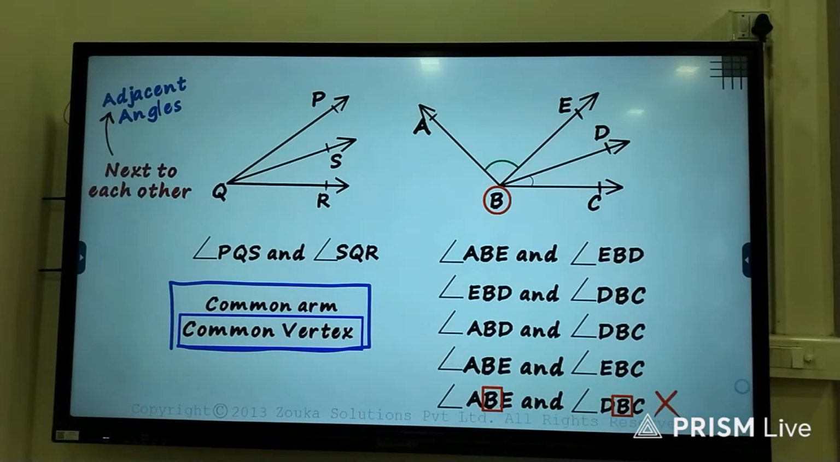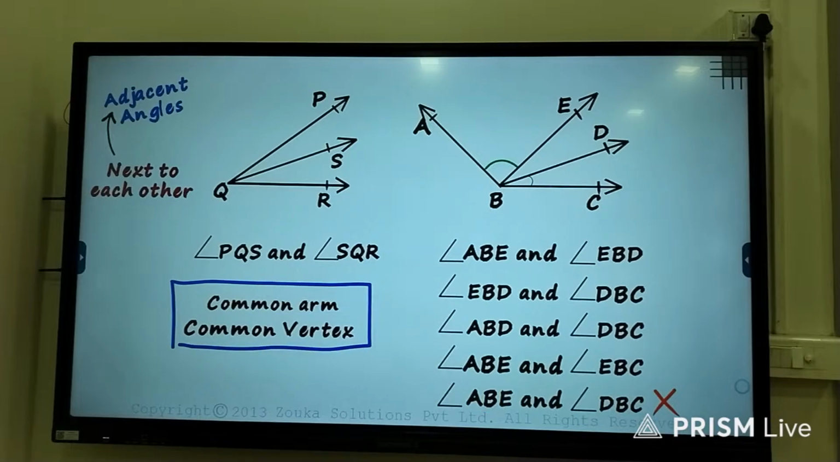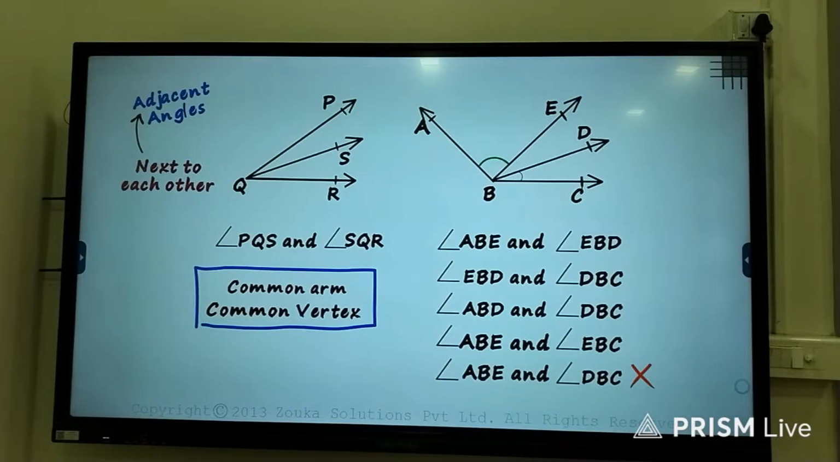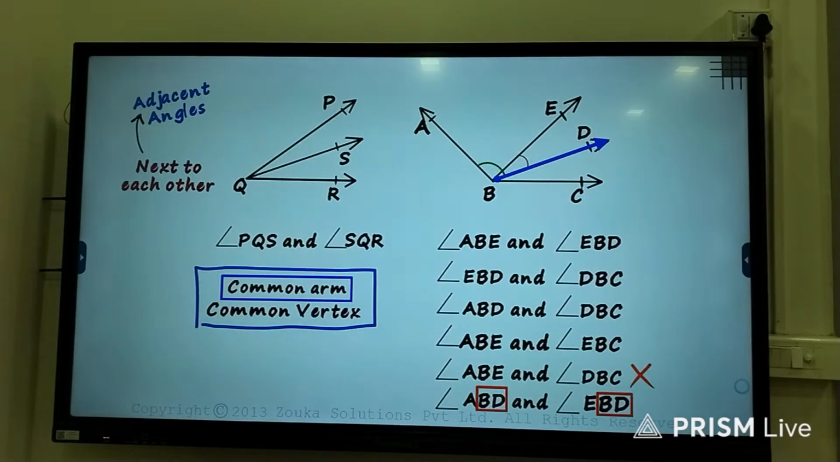Yes, they have a common vertex, but they do not have a common arm. Another small condition we need to remember. Consider this green angle and this red angle. They have a common arm BD and a common vertex B.